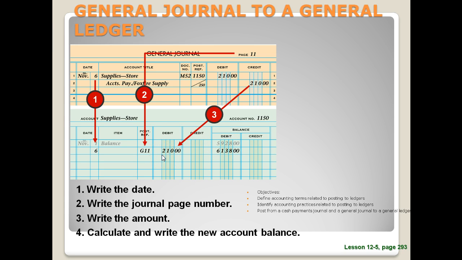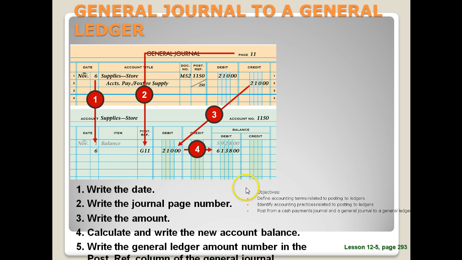We have another debit for $210. We add those, we have a new balance of $6,138.00. And we write the general ledger amount number in the post draft column of the general journal, right? So here's our 1150. We come write it up here, and we'll cover this next one on the next slide.